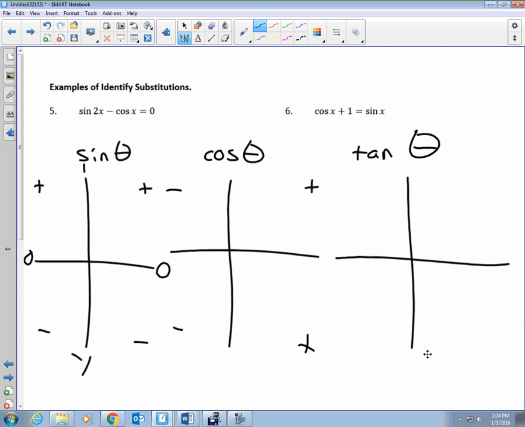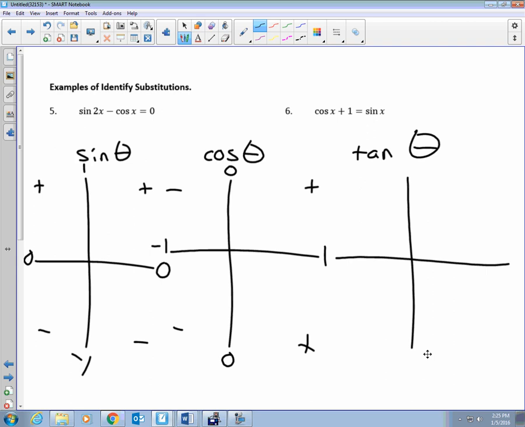Now, do you know where cosine is equal to 1? At 0. And it's equal to negative 1 at 180 degrees. Cosine is 0 at 90 and at 270. So these two drawings can really help you understand A, where sine and cosine are positive and negative, but also B, where it's equal to 0, 1, and negative 1.